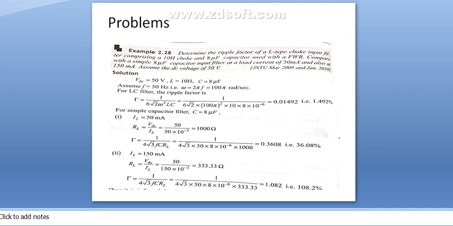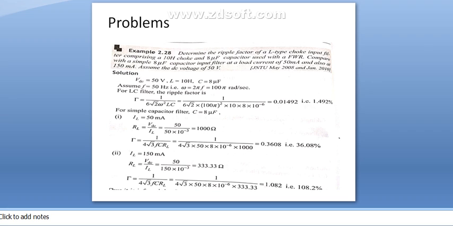Okay. Next one is determine the ripple factor of an L-type choke filter. L-type choke input filter comprising a 10 henries choke and 8 microfarads capacitor used with a full wave rectifier. Compare with a simple 8 microfarad capacitor input filter at a load current of 50 milliamperes and also at 150 milliamperes. Assume the DC voltage of 50 volts. Here the given values are VDC is 50 volts, L is 10 henries and C equal to 8 microfarads. Assume frequency is 50 Hz.